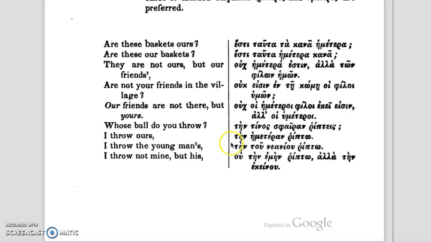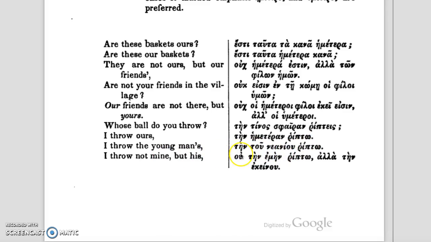I throw ours. Ten emetteran ripto. Notice that they left out ball. It's just the ours I throw. Ten emetteran ripto. Notice it's plural. It might be a good little exercise for you to try to say the yours I throw, and the mine I throw, and the your singular I throw, to make sure you're getting how this thing works.